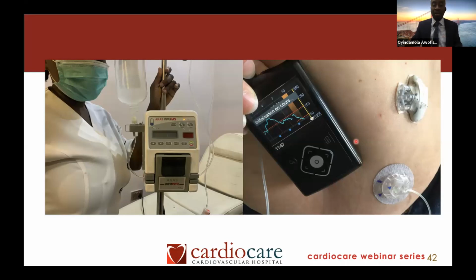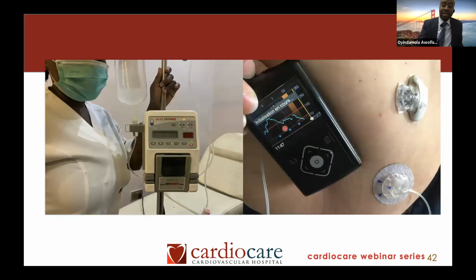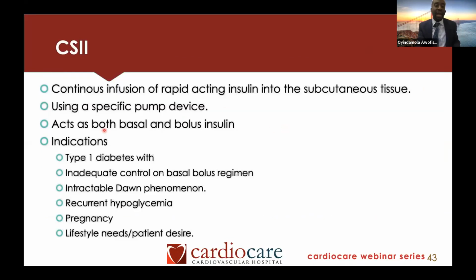I'll talk about it along the line later, but even though they basically do about the same thing compared to a pump, this is an outpatient device and it's a wearable device. So here I talk about the continuous subcutaneous insulin infusion. That's a continuous infusion of always a rapid-acting insulin into the subcutaneous tissue, and it's done using a specific pump device, like I showed earlier. There are many manufacturers of that, and it acts both as a basal and a bolus insulin.